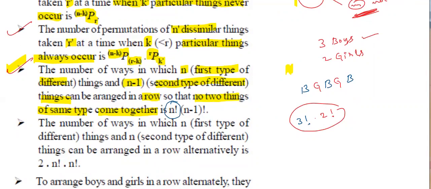Next, another formula. The number of ways in which n different things of one type and n different things of a second type can be arranged in a row alternately is 2 into n factorial into n factorial. Here, first type of things and second type of things are the same in number. Okay, now take the example, then you will understand.